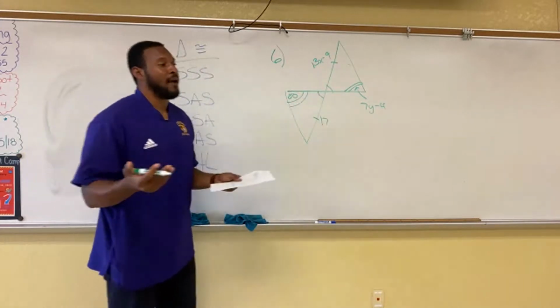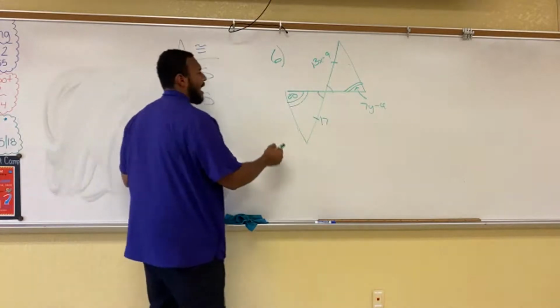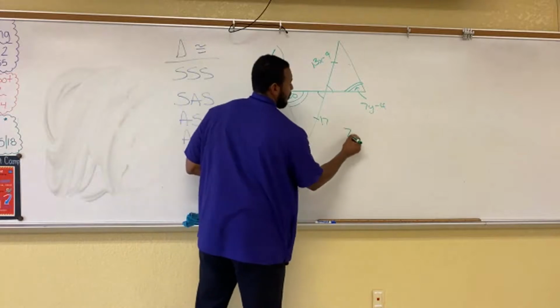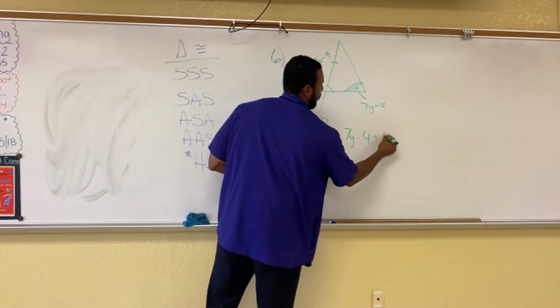So now let's do math, right? We all can do math here. How can I solve for y real quick? How can I solve for y? 7y minus 4 equals 80, add 4 to both sides, divide by 7.